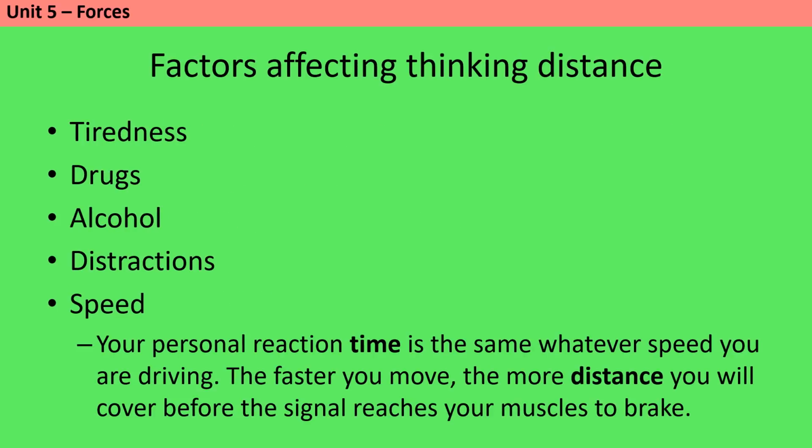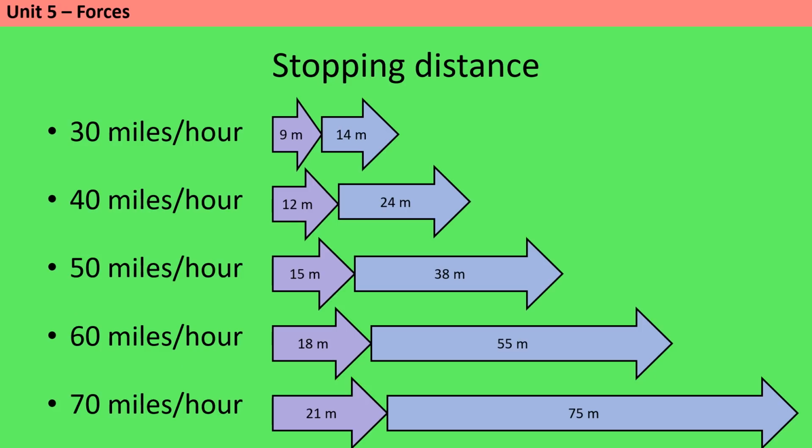Thinking distance will be increased by anything which increases your reaction time. So we've already said tiredness, drugs, alcohol, and distractions. But thinking distance is also affected by the speed at which you're travelling, because the faster you're moving, the more distance your car will cover before the signal reaches your muscles in order for them to brake. The link between speed and thinking distance is directly proportional. So here you can see that at 30 miles an hour, there's a thinking distance of 9 metres, and then if we double that speed to 60 miles an hour, then the thinking distance becomes 18 metres, which is double 9.